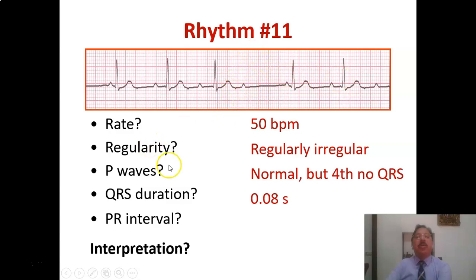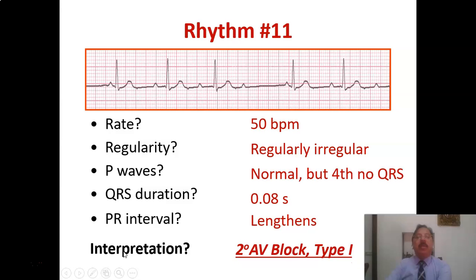QRS duration is narrow, but important, look at the PR interval. PR interval is gradually lengthening till the P wave is not followed by the QRS complex, and the cycle is going to repeat itself. So this is called the Wenckebach phenomenon. And what's your interpretation? Second degree block, type 1.